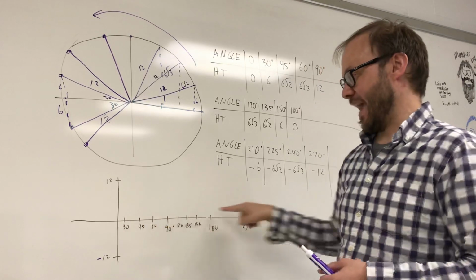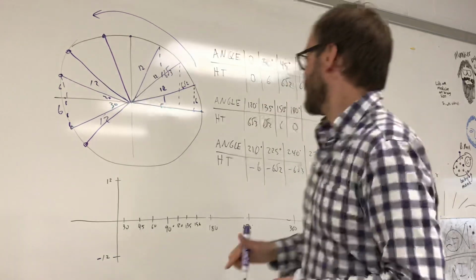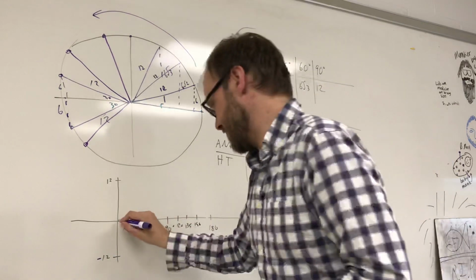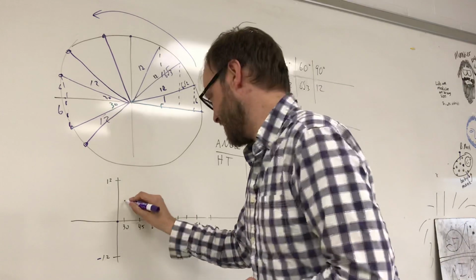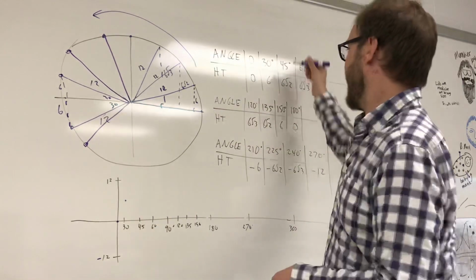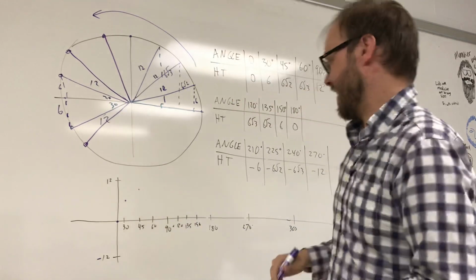And then we're just following the angle measure. So you're inputting an angle, you're outputting a height, okay? So we plot the point 0, 0. We start out at the origin. And we plot the point 36, and we've got a point that plots about right here. And 45, 6 radical 2 would maybe be, I don't know, something like that.